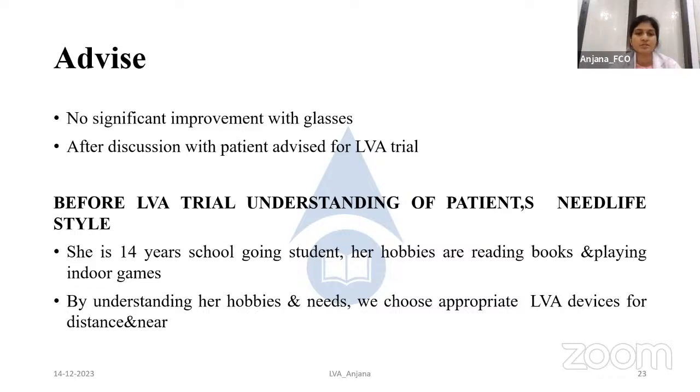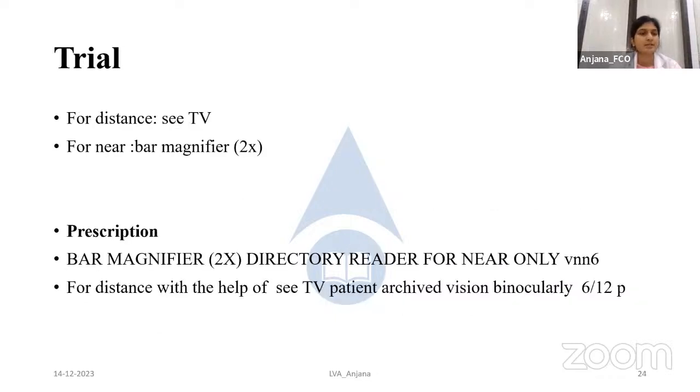Before the low vision trial, we understand the patient's needs and lifestyle. She is a 14-year-old school-going student. Her hobbies are reading books and playing indoor games. By understanding her hobbies and needs, we choose appropriate low vision devices for distance and near. For distance we will give CTV, and for near a 2x bar magnifier. Prescription: 2x bar magnifier, dictionary, directory reader for near only. For distance, with the help of CTV, the patient achieved binocular vision of 6/12.